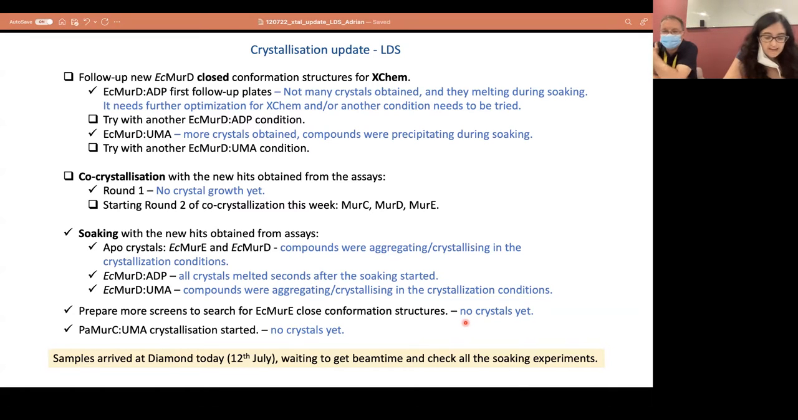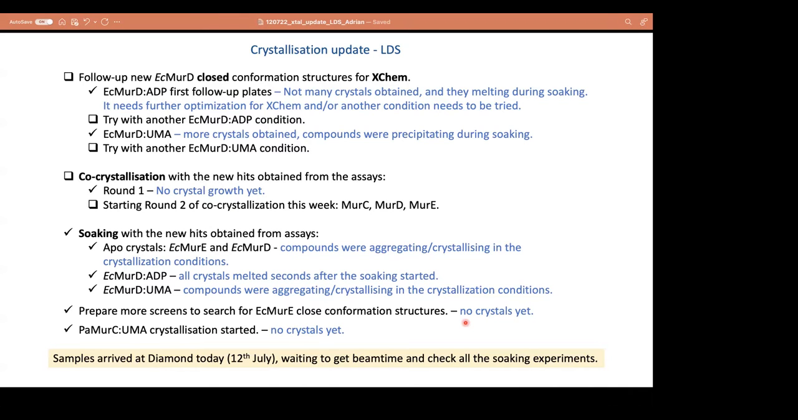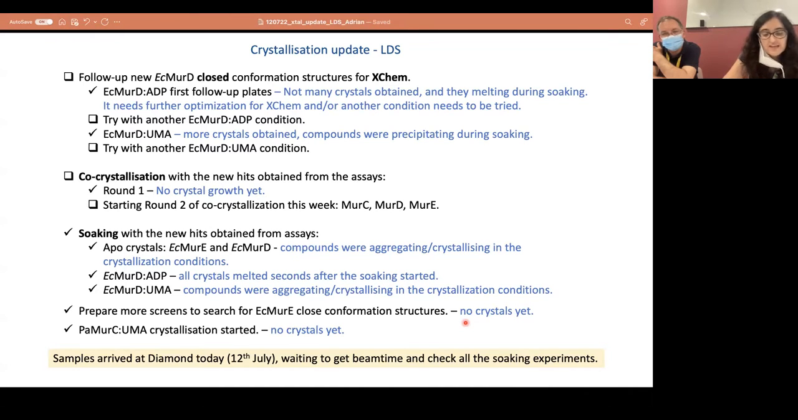I need to check my notes on the soaking because I did a lot of things. I did a lot of compound concentrations as well. So I started with millimolar, and then I did dilutions as well. It was based on the percentage of DMSO, as I know these crystals don't go more than 10% DMSO. I started with that and then diluted down, but everything was the same.